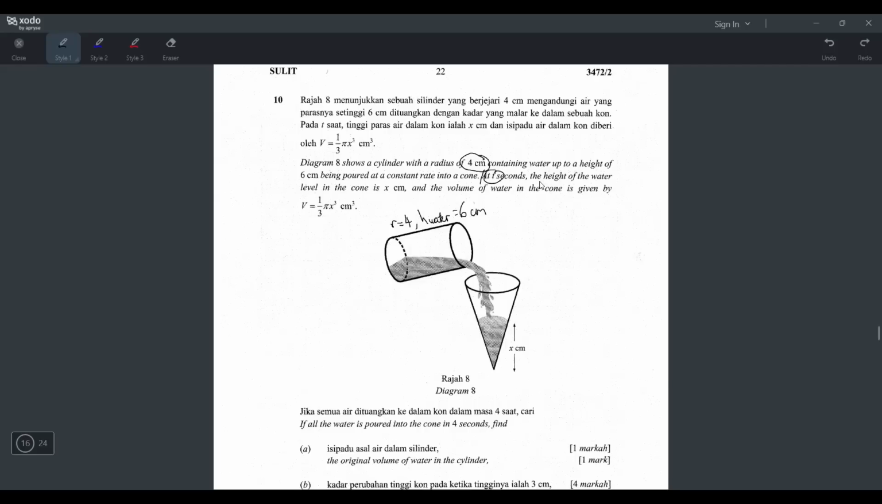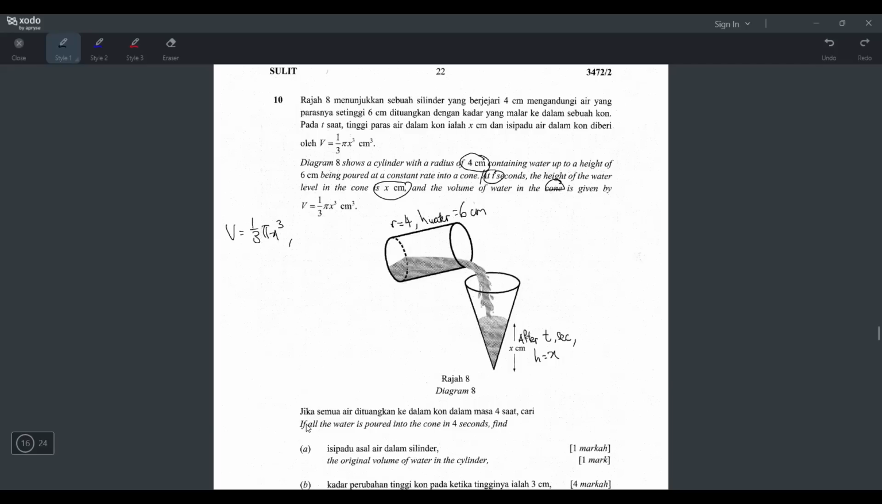At t seconds, the height of water level in the cone is x cm. So at t seconds, the height is x. I will just write here: after t seconds, height equals x for the cone. And then the volume of water is given by this. This one is the volume of water in the cone. So I will write down this formula here: V equals 1 over 3 pi x power 3.